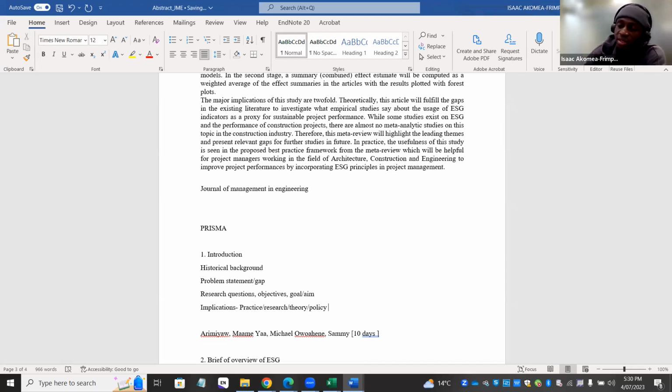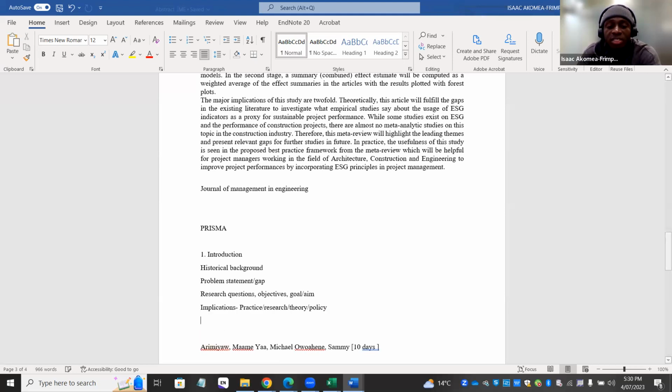ESG is gradually becoming something that policymakers are interested in. Then you give us the summary of the subsequent chapters or the subsequent sections, the summary of the sections of the paper.